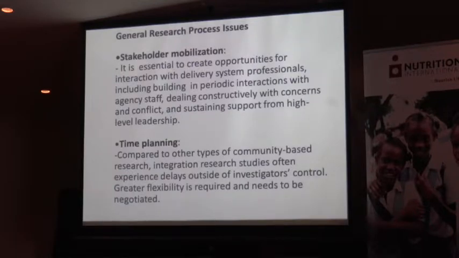So, number one, and I think all three of the presenters have described this, have stressed it, is stakeholder mobilization. It's absolutely essential to create opportunities for interaction with delivery system professionals, including building in periodic interactions with agency staff, dealing constructively with concerns and conflicts, and sustaining support from high-level leadership. I think it's probably fair to say that without this component being in place, efforts to integrate across platforms or across agencies or across units within agencies are not likely to be very successful.